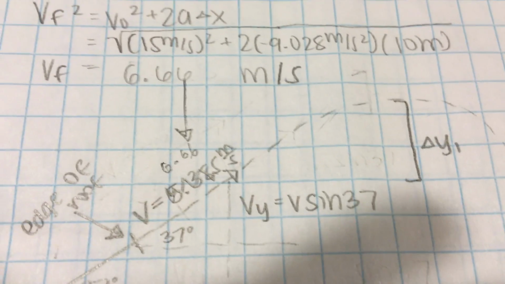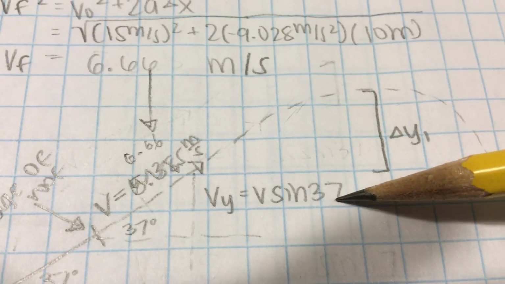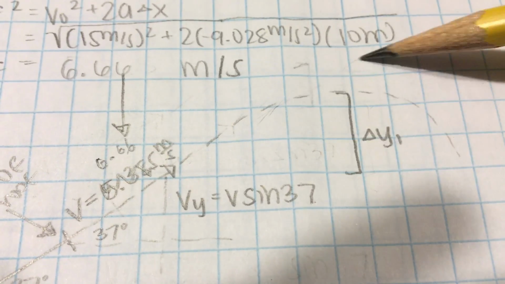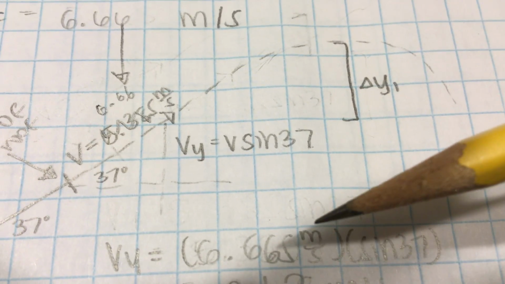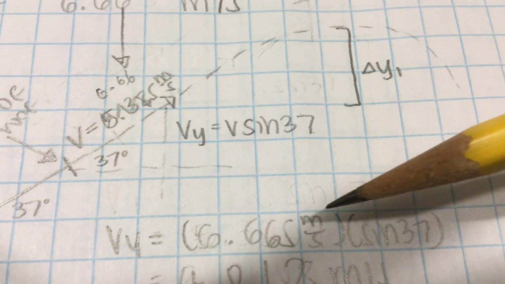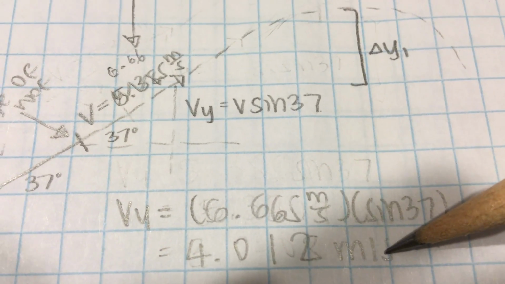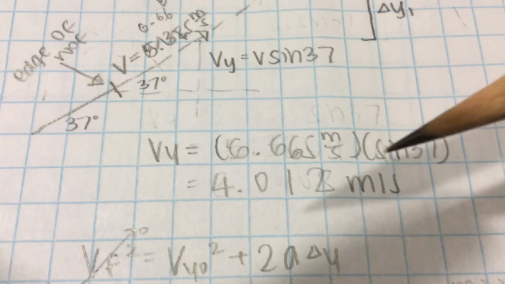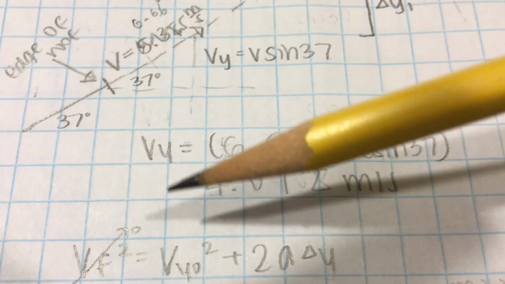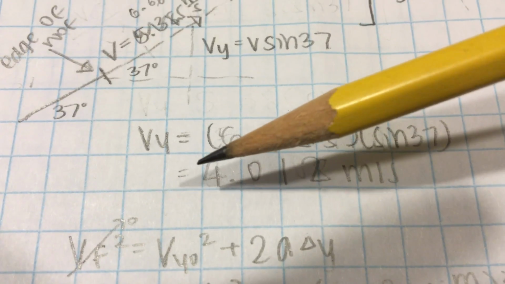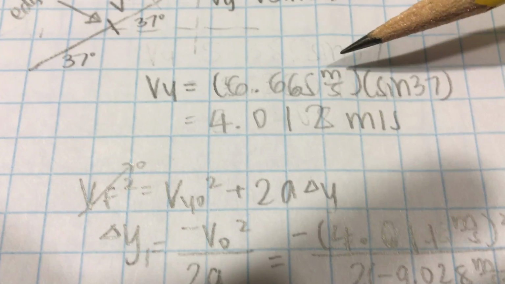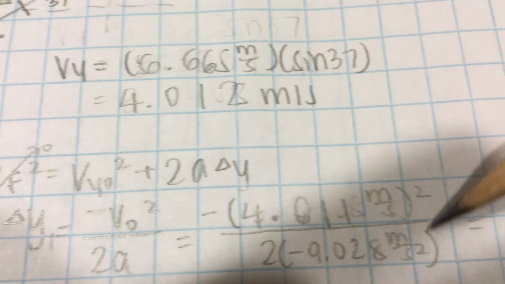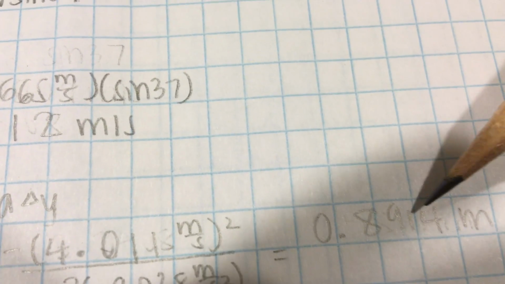Then the velocity in the y direction would be v sine 37, and that's the y1 distance it travels from where it leaves the roof to its maximum height. So I found the y velocity right there, and it's 4.012 meters per second. To find this y distance, I plugged it into the same kinematic equation I used above. Remember, the final velocity is 0 because that's where the object hits its maximum height. I substituted the values in: negative v initial squared, divided by 2 times the acceleration we found above, and we get 0.8914 meters.